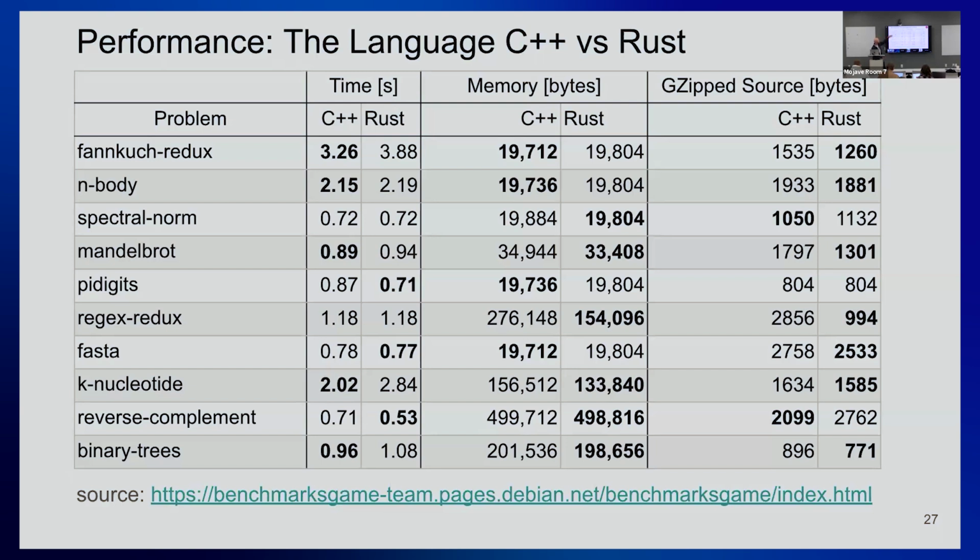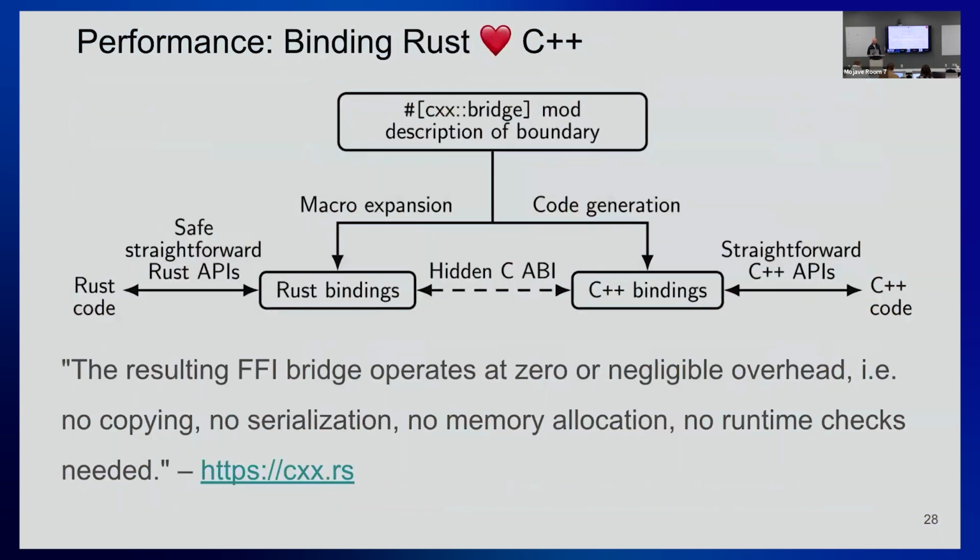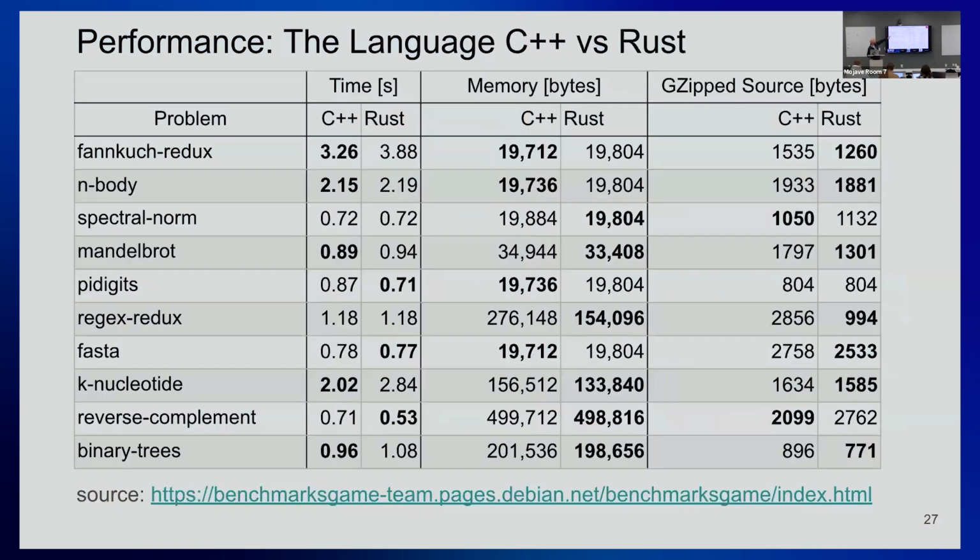And I gotta say, it's pretty even. Sometimes C++ is better, sometimes Rust is better, but there's no obvious total order. I'll let you go and look at these numbers in more detail if you want to, that's the source. And this is just a comparison of the performance of the languages themselves.